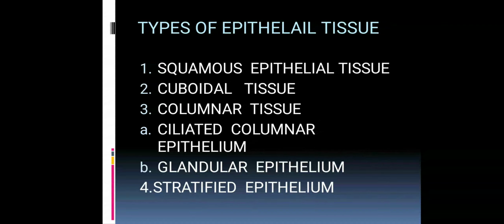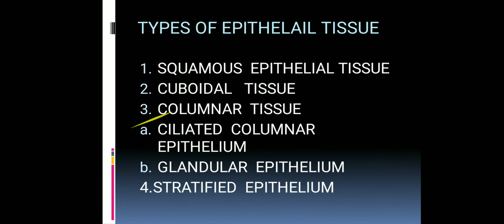So today we have to start with the types of epithelial tissue. There are four basic types of epithelial tissue, that is squamous epithelial tissue, cuboidal epithelial tissue, columnar epithelial tissue. Columnar epithelial tissue is divided into two categories, that is ciliated columnar epithelial tissue and glandular epithelial tissue. And the last one is the stratified epithelial tissue. So today we have to discuss squamous epithelial tissue.